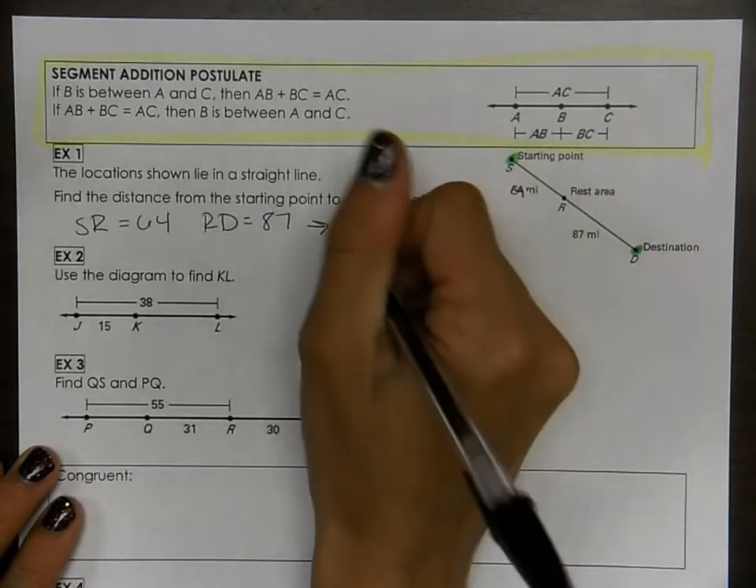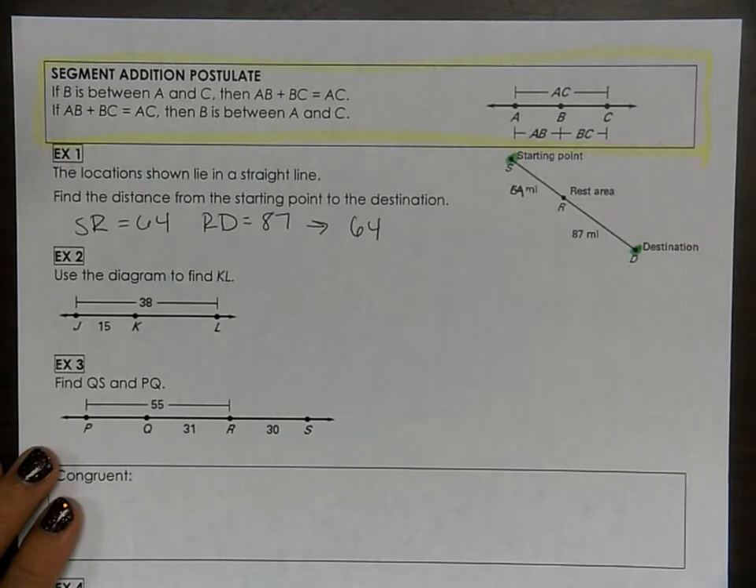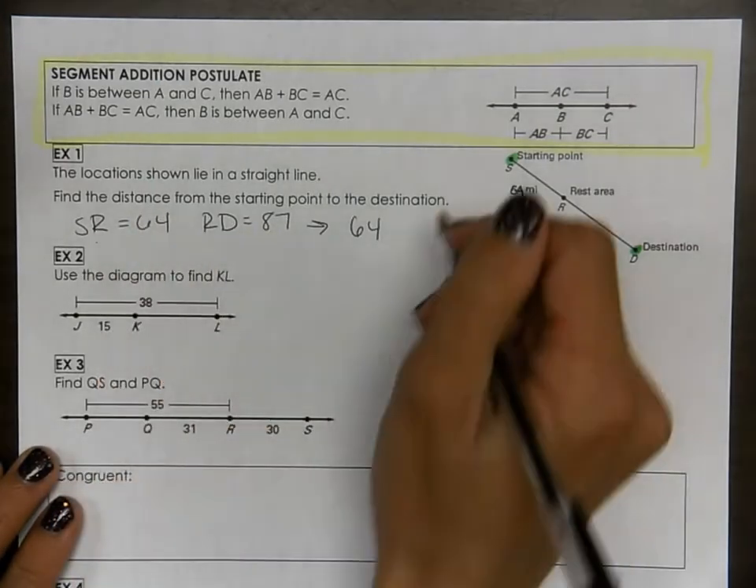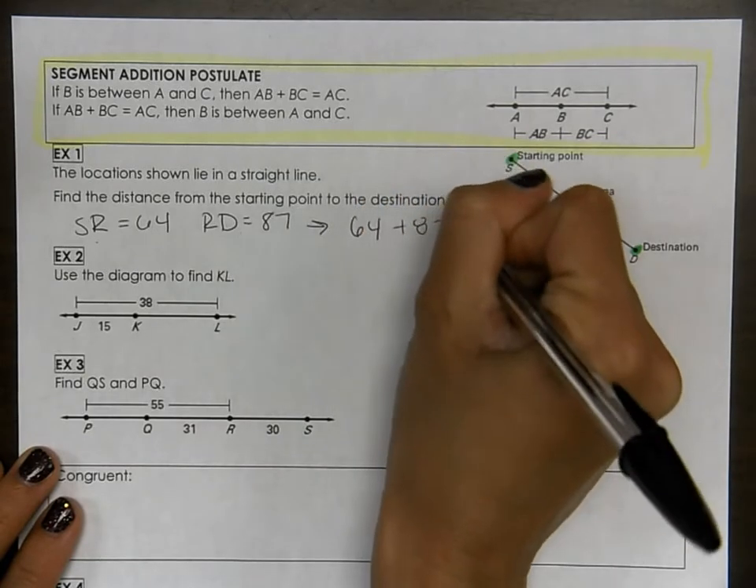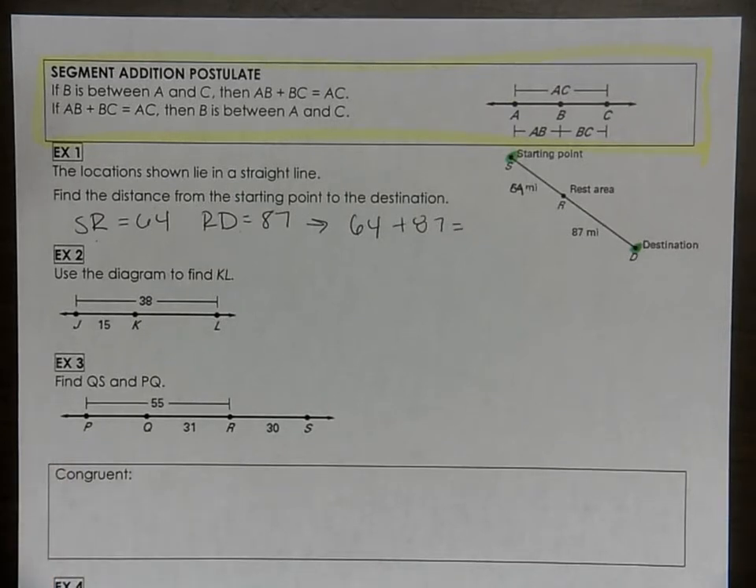I can say, okay, from my starting point to the rest area is 64, and then from the rest area where I ended here to my destination is 87. I can just add those two together, and that's going to give me the entire distance from the starting point to the destination. So let's see, 64 plus 87, that would give me 151.